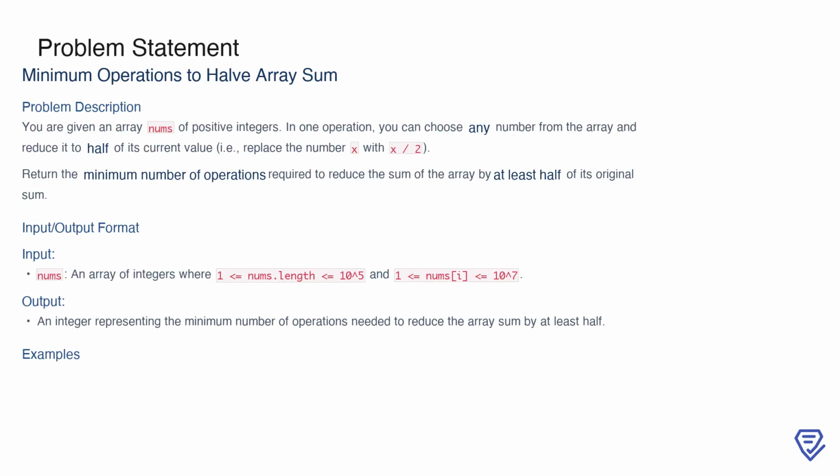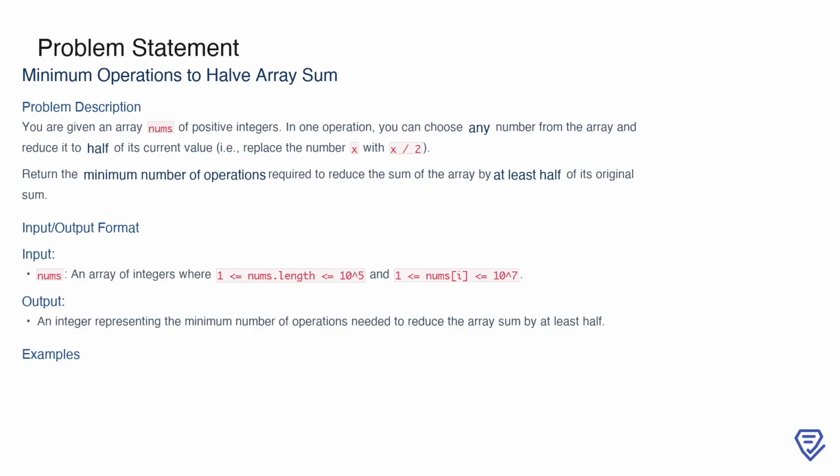In this problem, we're tasked with reducing the sum of a given array of positive integers by at least half of its original value. To achieve this, we can perform an operation where we select any number in the array and reduce it to half of its current value. The goal is to determine the minimum number of such operations required to meet this condition.